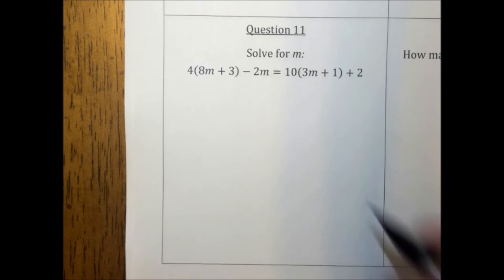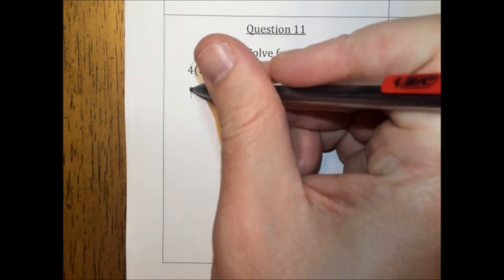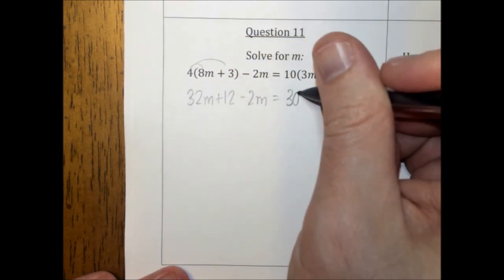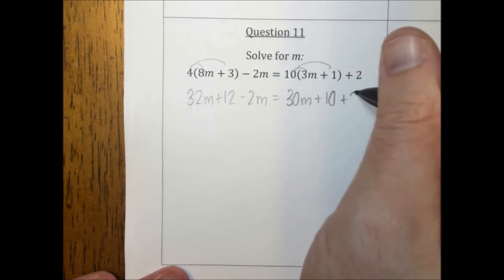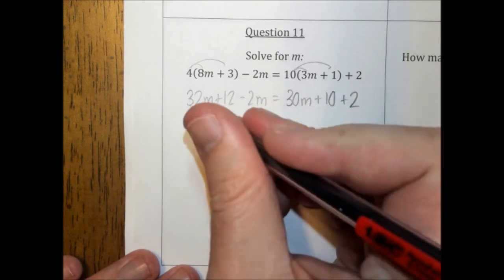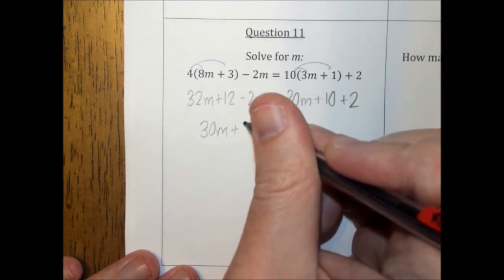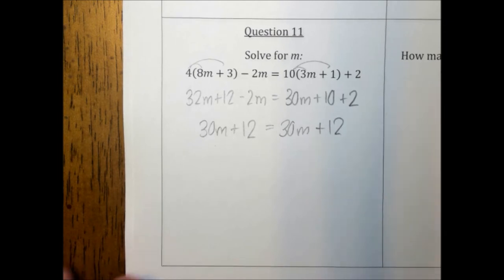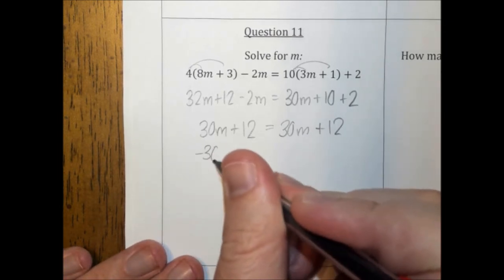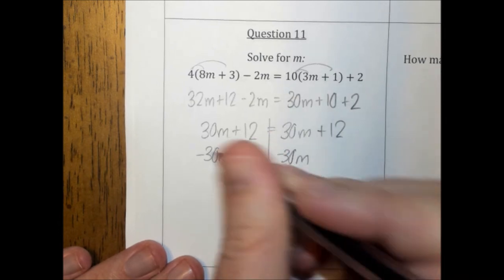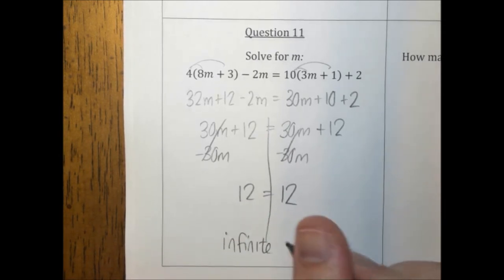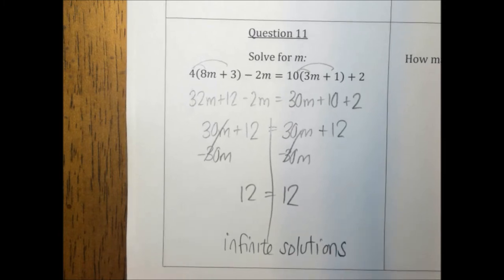Question 11, solve for m. Let's start with distributing on both sides. We have 32m plus 12 minus 2m equals 30m plus 10 plus 2. Now, we've been combining like terms over here. 32 minus 2 is 30m plus 12. Over here, we have some combining like terms as well. We have 30m plus 12. You have variables on both sides. When we try to move one, they'll both cancel, and we're left with 12 equals 12. That's a true statement, so this has infinite solutions.